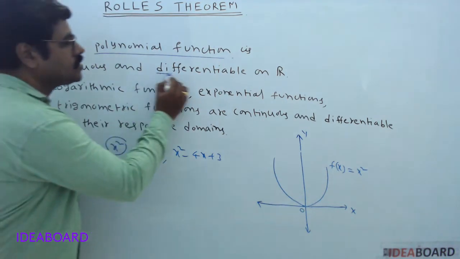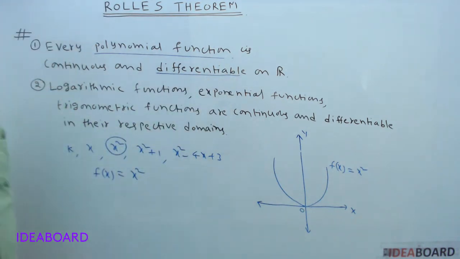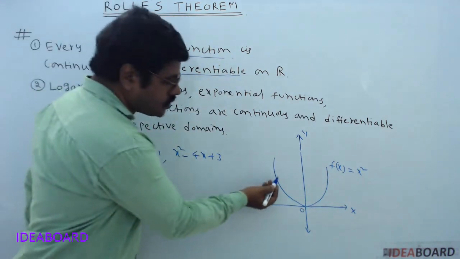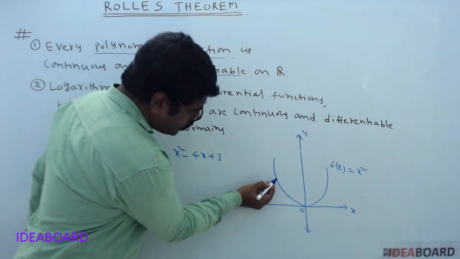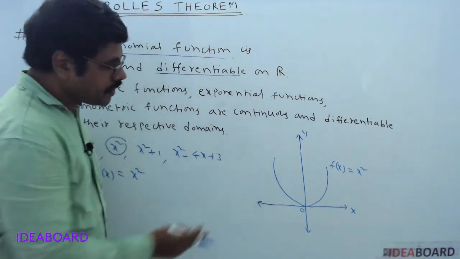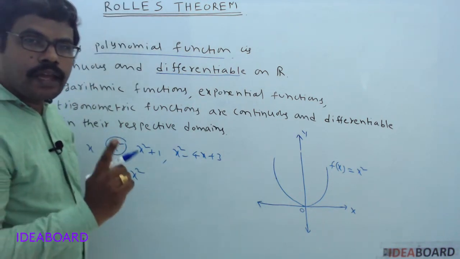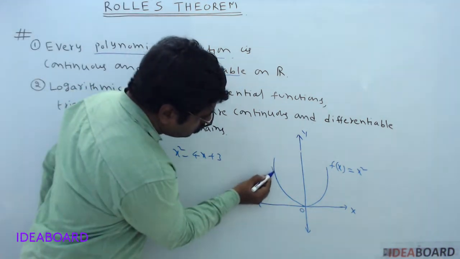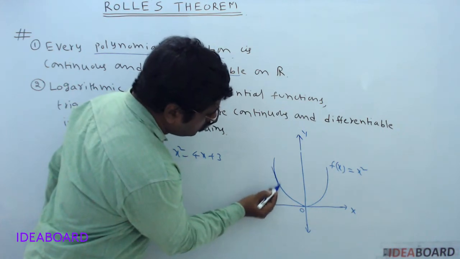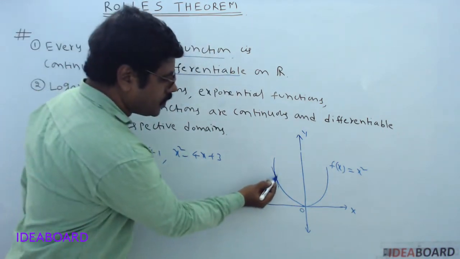Then come to the second condition, differentiable. Now select a point on its graph. Suppose this is a point on the graph. At this point, how many tangents can you draw? Only one tangent. Now this is the tangent line at this point.